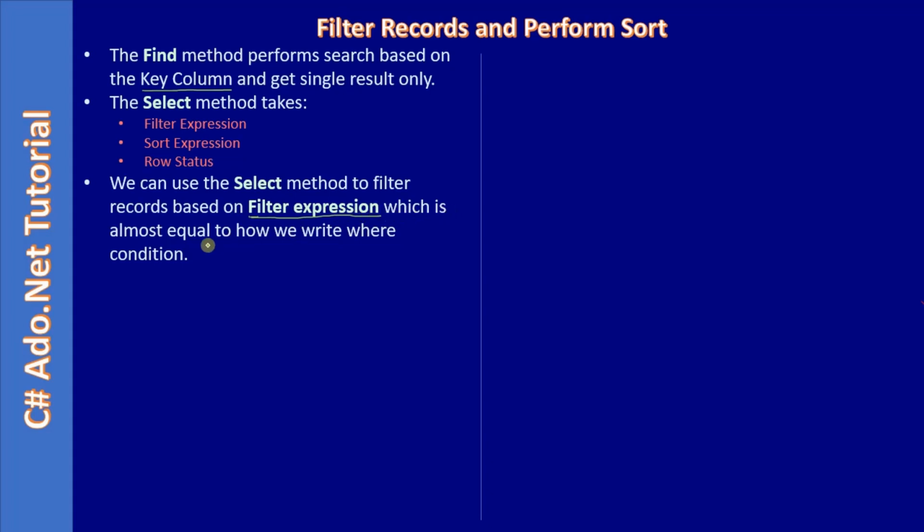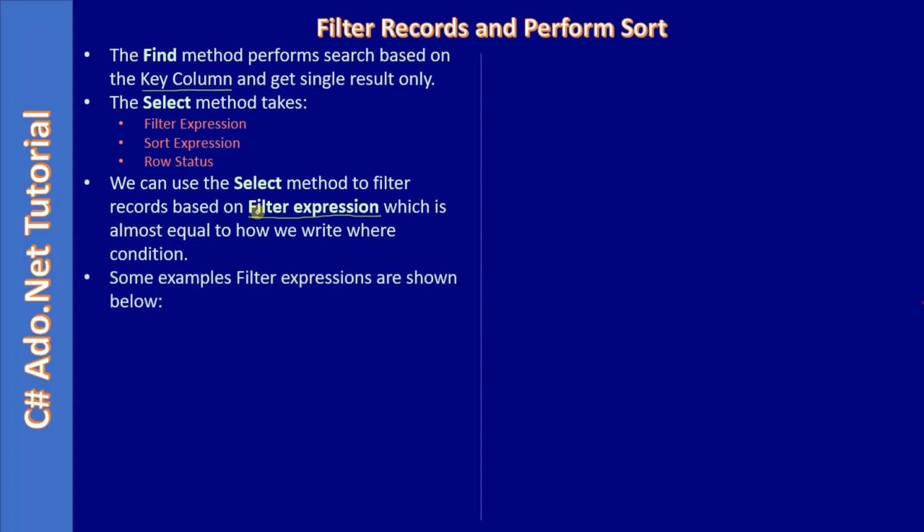So the filter expression is almost equivalent to how we write the where condition, right? In a where condition, we specify the column name equal to value. Then we mix the Boolean operations and, or, and not to combine the conditional expressions. So the same way you can form the filter expression here for the select method.